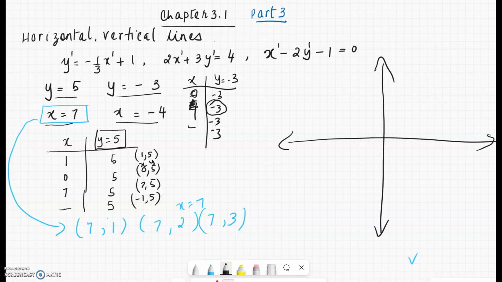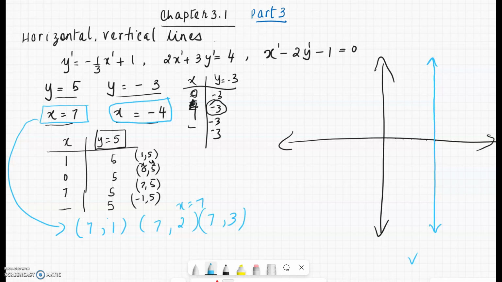This is my x-axis. So 1, 2, 3, 4, 5, 6, 7. If x is 7 always, then your line is going to be a vertical line 7 units to the right of the y-axis. Now what does x equals negative 4 look like?